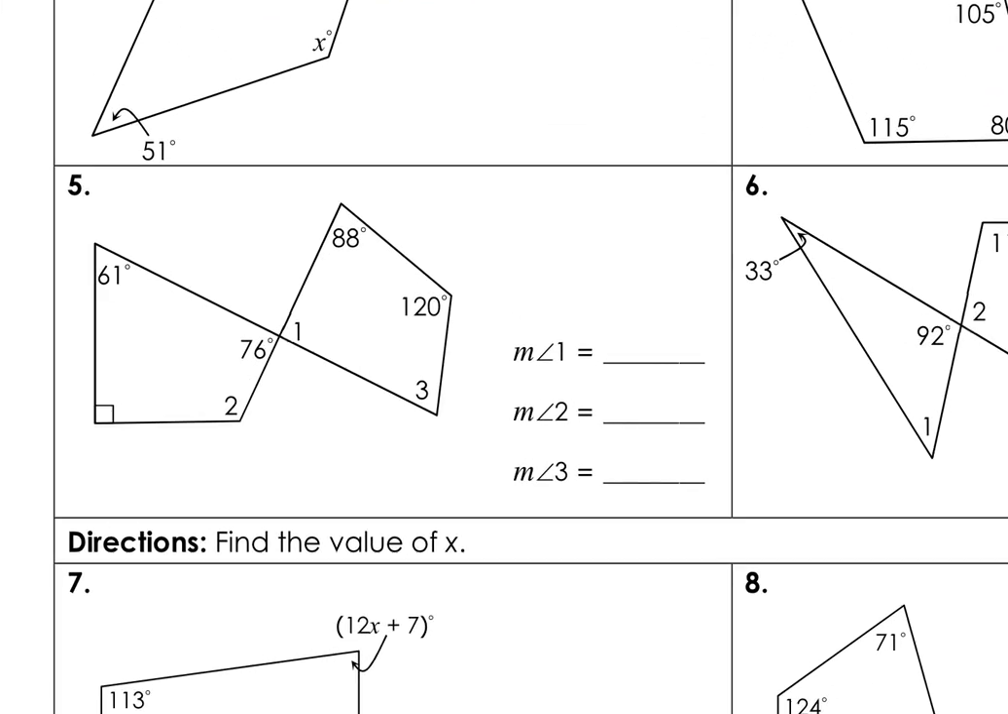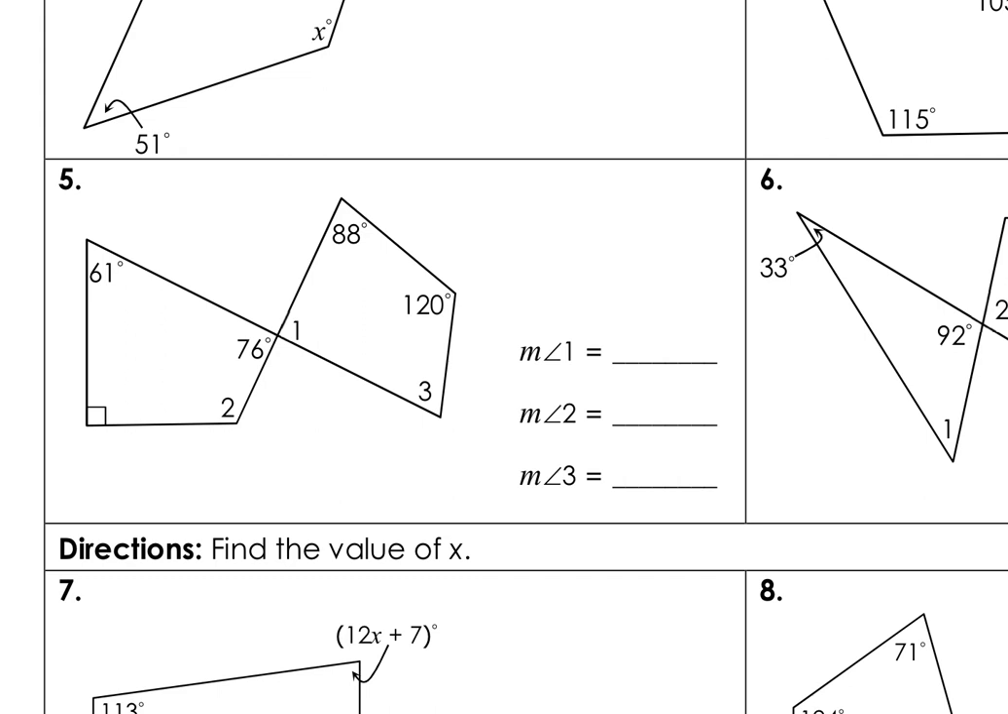Now number 5, it looks a little harder, but it's really not that bad. And so the first angle they want us to find the measure of is angle 1, and angle 1 should be very simple to find the measure of because it is vertical to this angle. And we know vertical angles are equal, and so we know that angle 1 is 76 degrees.